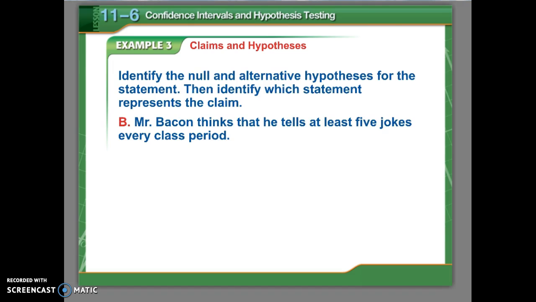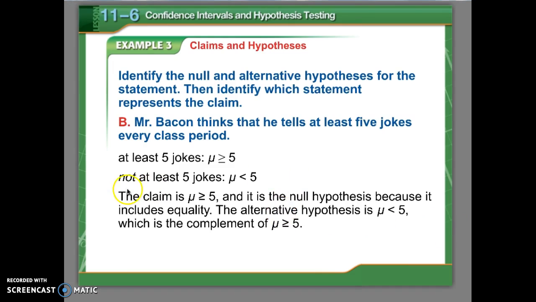Part B of example 3 says, Mr. Bacon thinks that he tells at least 5 jokes every class period. So again, this time, if Mr. Bacon thinks he tells at least 5 jokes, at least means greater than or equal to. And then the opposite of that, not at least, would be less than 5.